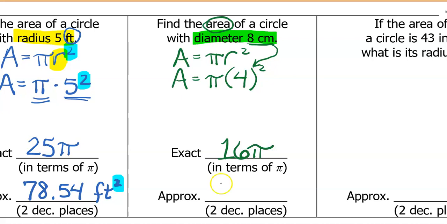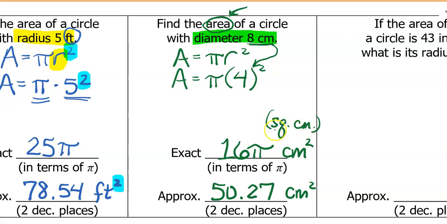And if we put that in the calculator, 50.27. And since this is an area answer, that would be measured not in centimeters, but in square centimeters. So centimeters squared, or you could write just the abbreviation, square centimeters.